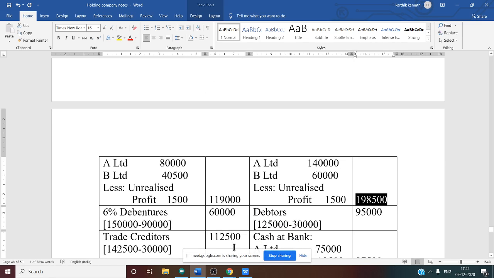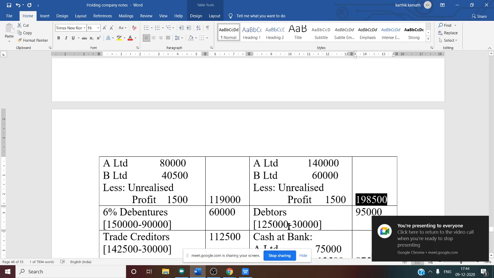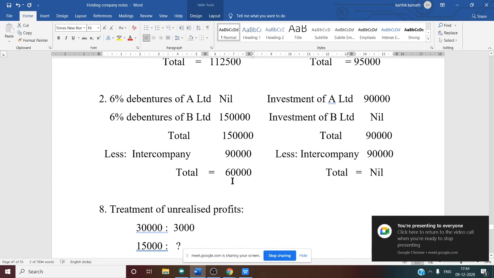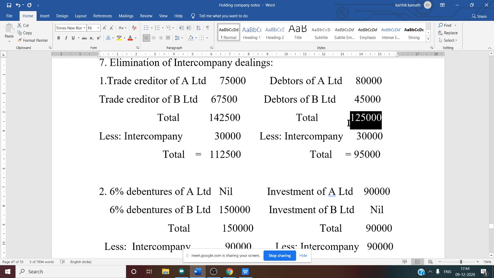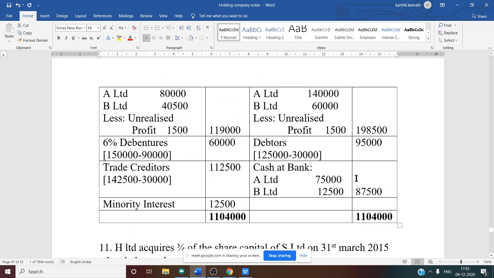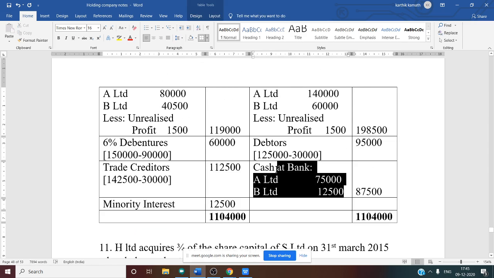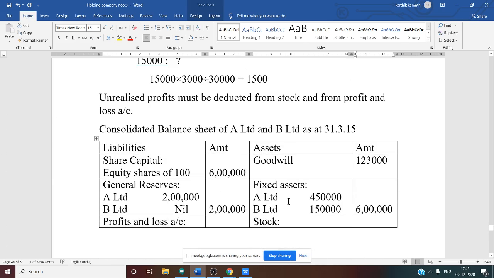Next, debtor. On the asset side, one more piece of information comes, that is about debtor. If you see directly from the intercompany dealing, you can write the amount. Where is the intercompany dealing? See this. This amount you write directly, 95,000. Or else you can write 1,25,000 total debtor from that intercompany. Like that also you can show. So debtor, final answer 95,000. Cash at bank is given in the question, 75,000 and 1,12,500. So total cash at bank is 87,500. Asset side information is over now.